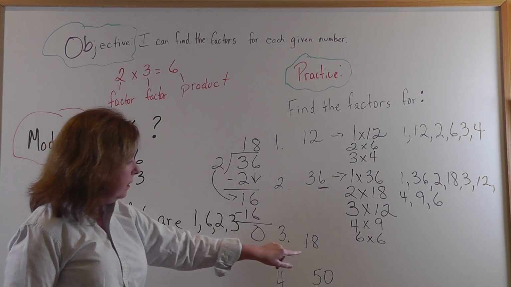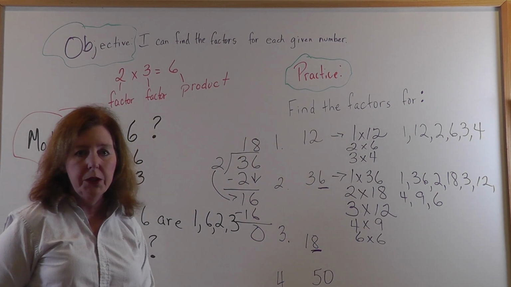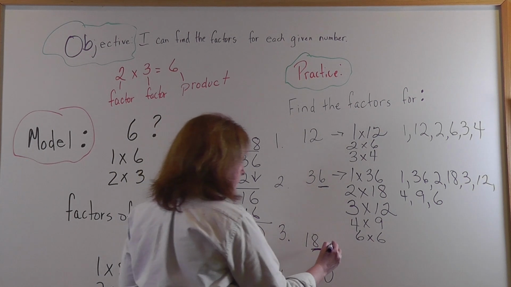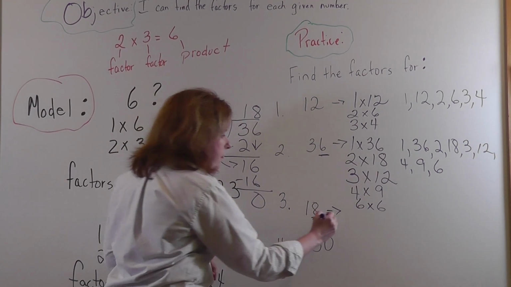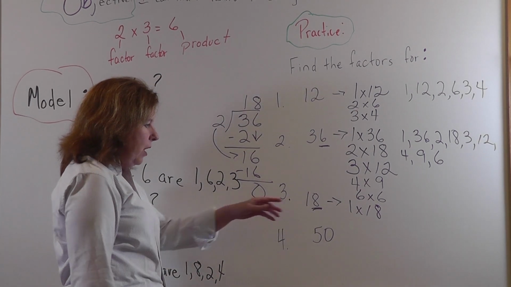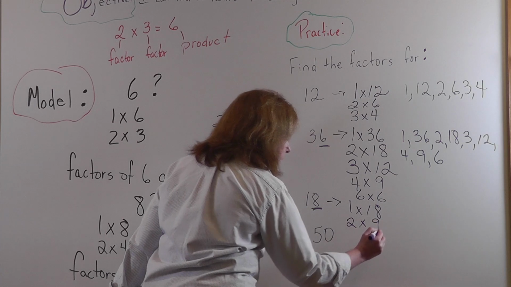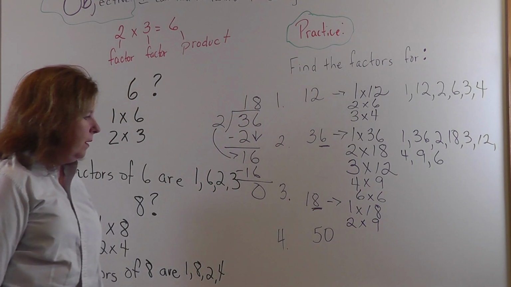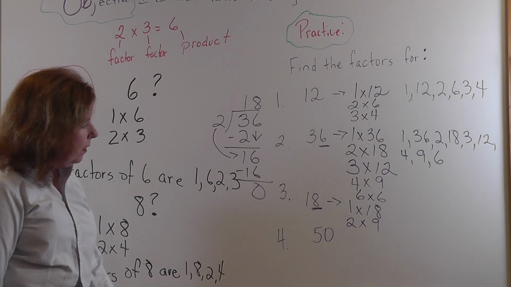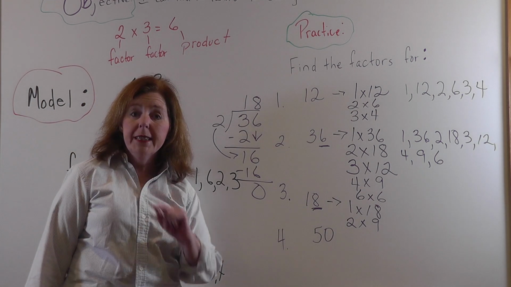Now let's go on. 18. 18 is even, so I know it can be multiplied by 2. Alright? So, I know 1 times 18 is 18. I know it can be multiplied by 2, and I know 2 times 9 is 18. Okay? Now, 3. I go to 3. I know 3 times 6 is 18.